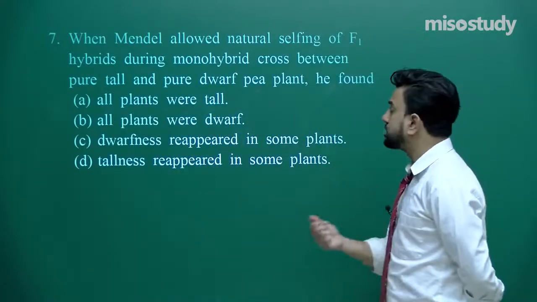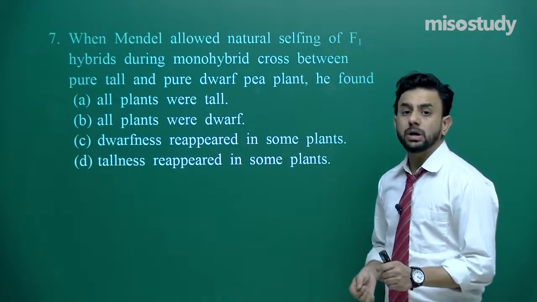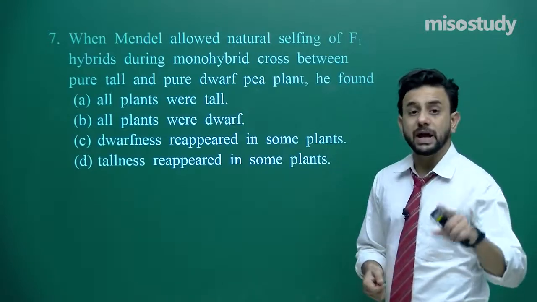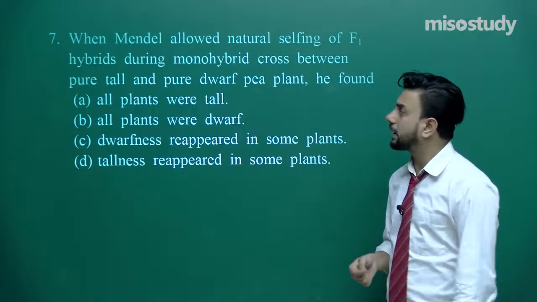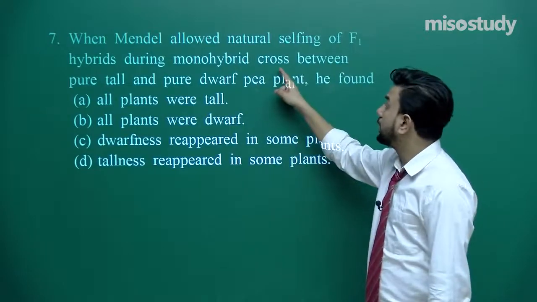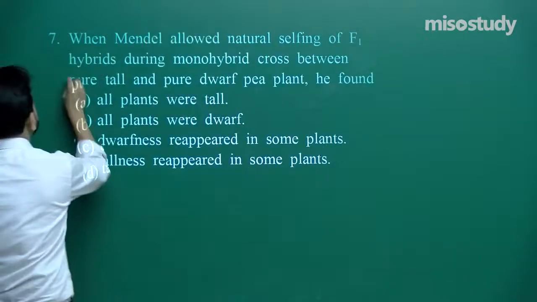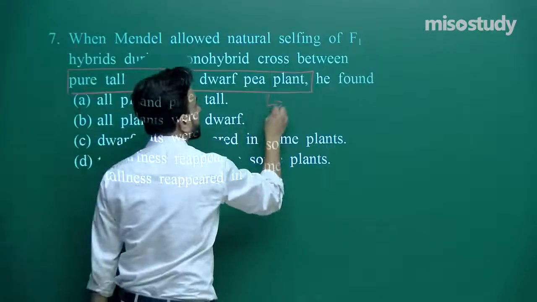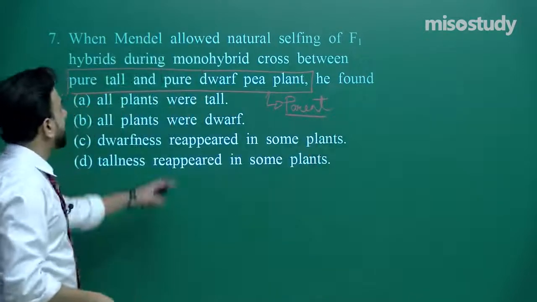Let us read the question again with some impetus. When Mendel allowed natural selfing of F1 hybrids, so there will be selfing of the hybrid F1 generation over here, but how will the F1 be produced? Not by selfing, but by the crossing of the parents. So, what will be the parents? During a monohybrid cross, that is involving one trait, the cross will be made between a pure tall and a pure dwarf pea plant. This is the parent.